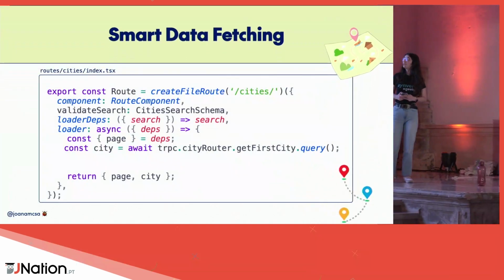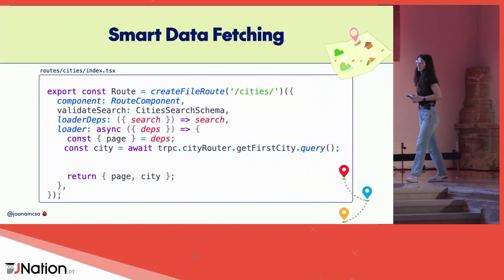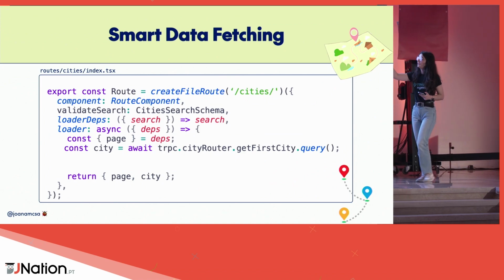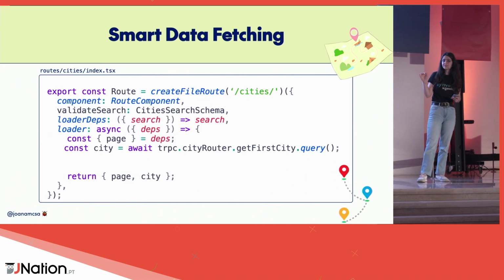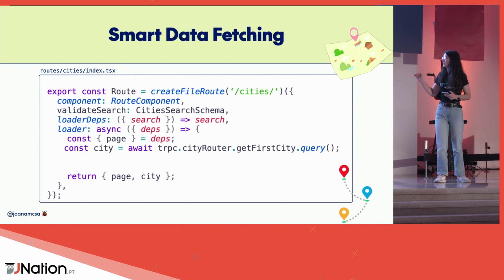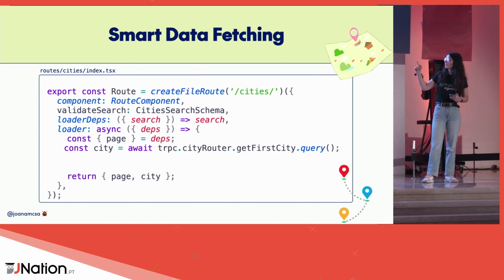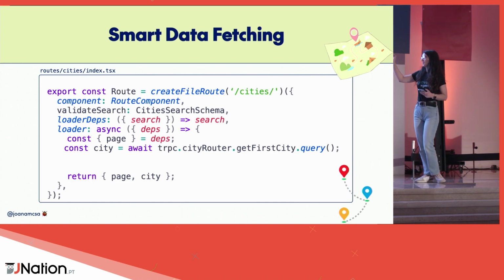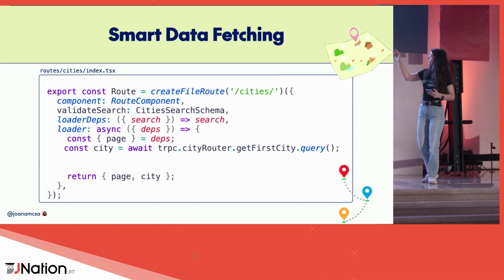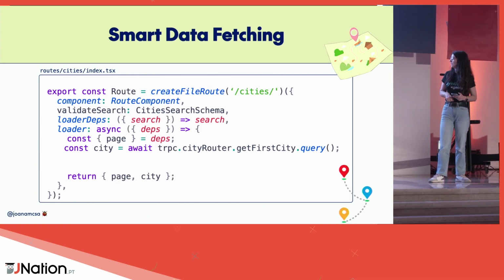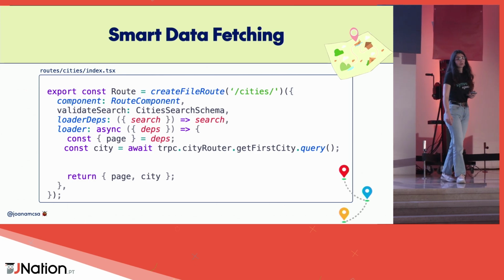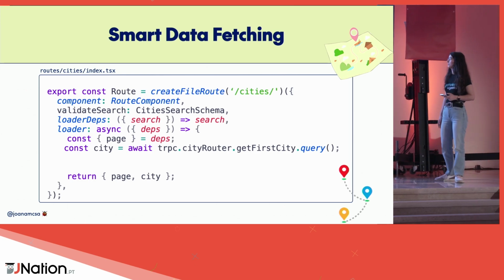OK. Every router can have its loader. And here I went back a little bit, and I'm using the validate search from before. And I'm passing the loader dependencies, so the loader actually knows what those things are. And then we destructure the page from the dependencies. And again, we're making the request to get the first city. And then we return to the component our page and our city.